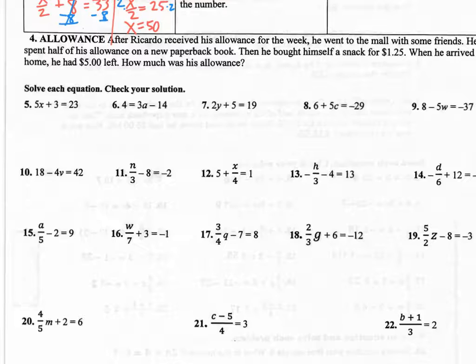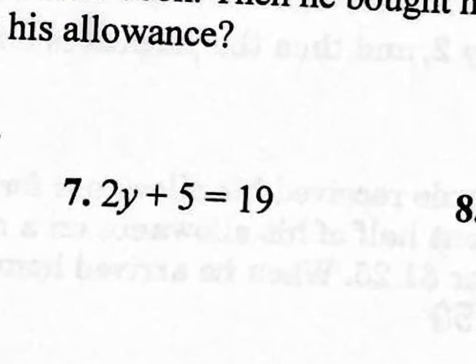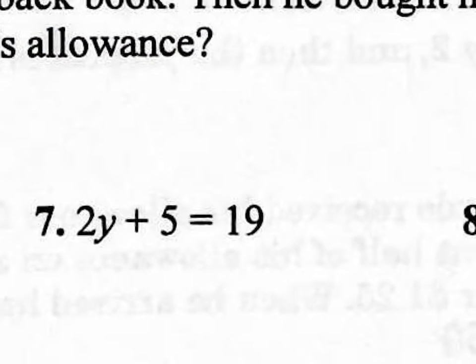So the very first thing that you guys read is that he went to the mall and he spent half of his allowance. What does that mean, half his allowance? How are you going to show? Do you even know what his allowance is? No, so let's all go right here and let's put A for allowance.